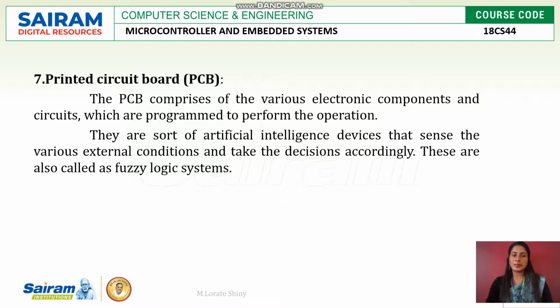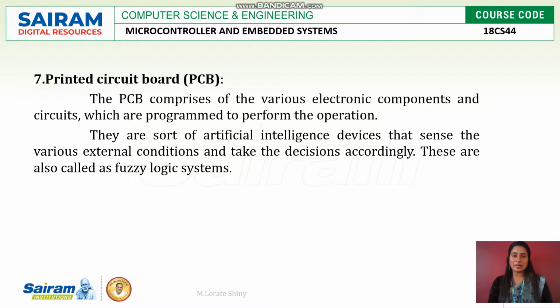The last one is the PCB, printed circuit board. The printed circuit board consists of various electronic components and circuits which are programmed to perform the operation. They are a sort of artificial intelligent devices. They sense some external conditions and take their own decisions accordingly. They are also called physiologic systems.